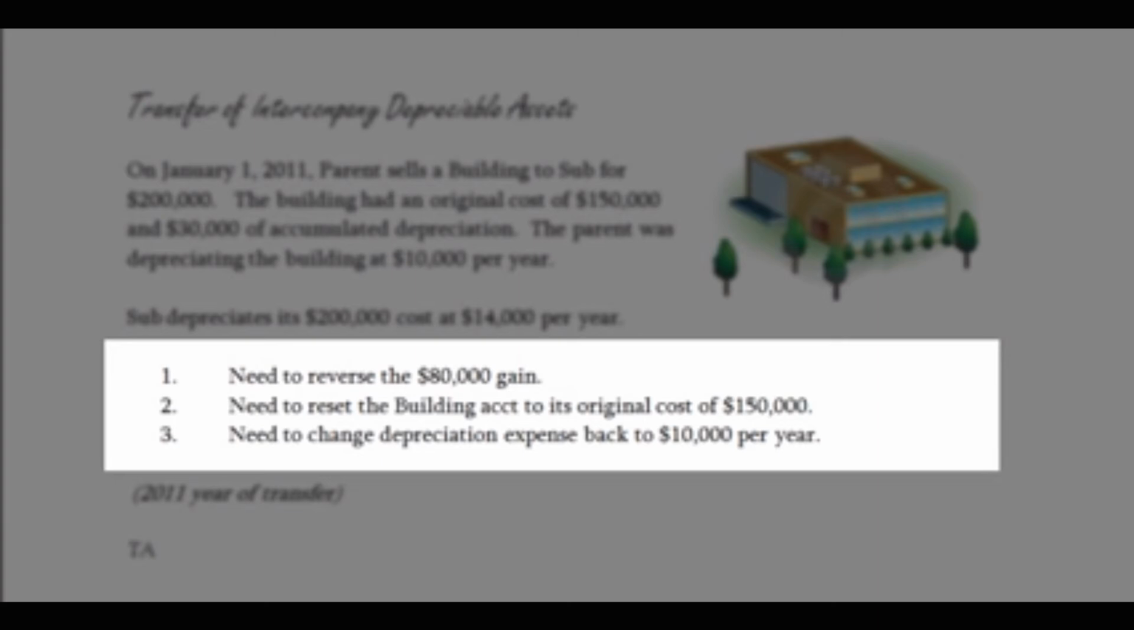A third entry we'll use to fix the depreciation. The sub, from our viewpoint, is doing too much depreciation expense because they're doing $14,000 per year when we want it to only be $10,000 per year.